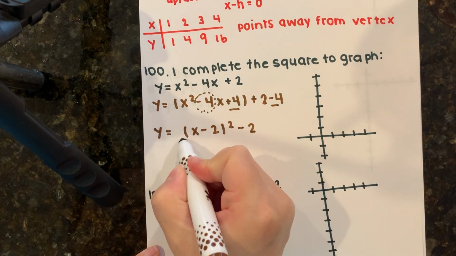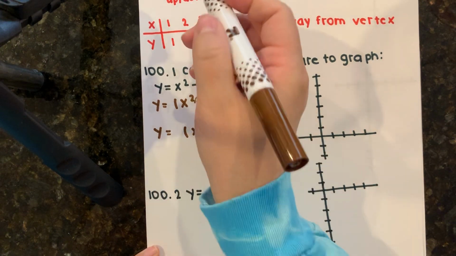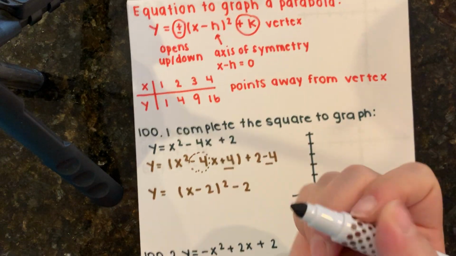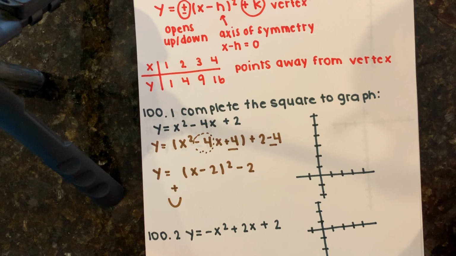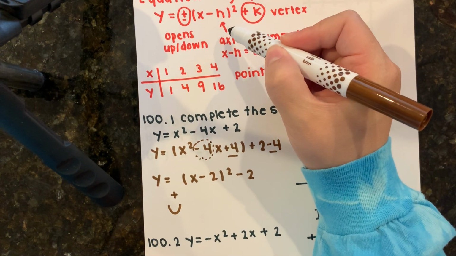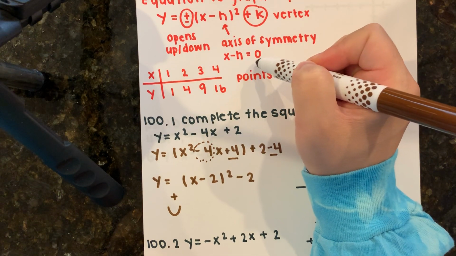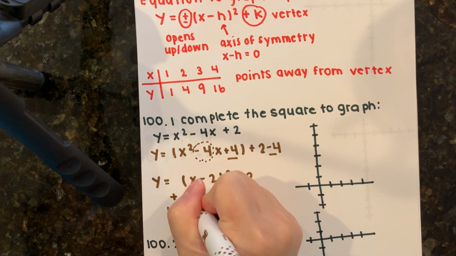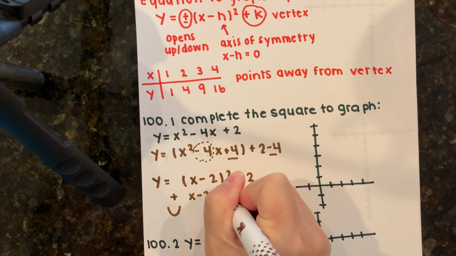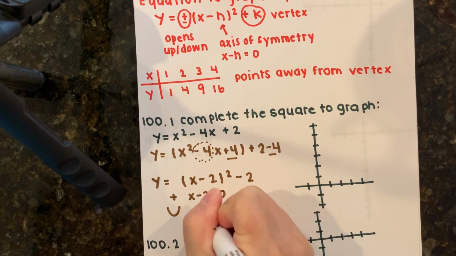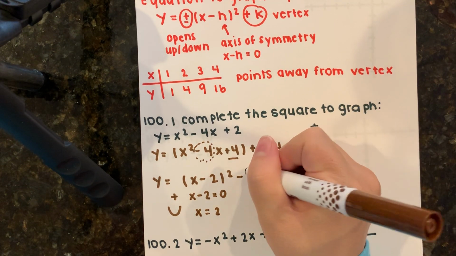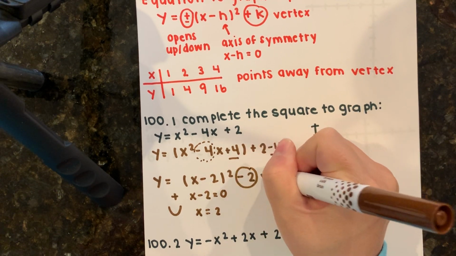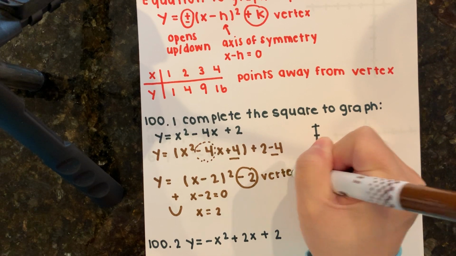Now the plus sign on the outside, there's nothing on the outside, so that means it's going to be a plus sign, so it's going to open upwards. So I'm going to show myself that it's going to face up like that, like a happy face. Now my x minus h is my axis of symmetry, so I set that equal to 0. So I'm going to set x minus 2 equal to 0, which would give me x is equal to 2. That's where I'm going to draw my dotted line for my axis of symmetry. And this will be my vertex.